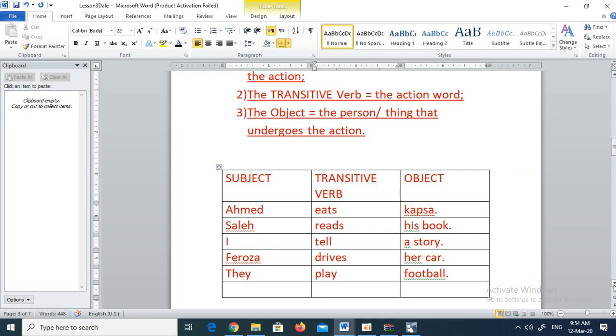So we see in each of these cases that the verb is transitive, which means it makes a direct connection between the subject, Ahmed, and the object, kapsa. It makes a direct connection between the subject, I, and the object, a story. It tells you how the subject is linked to the object.